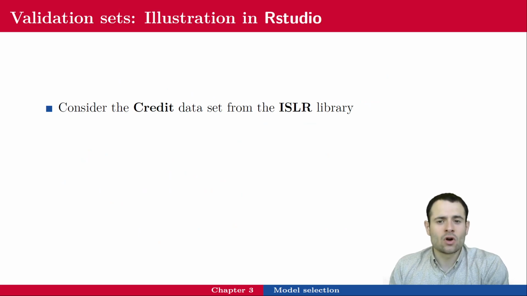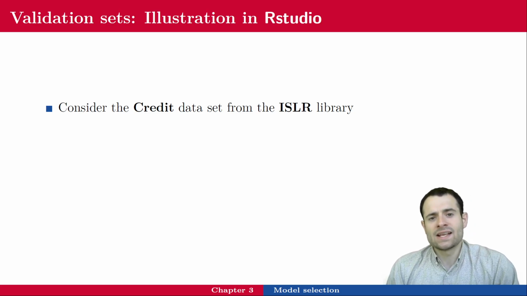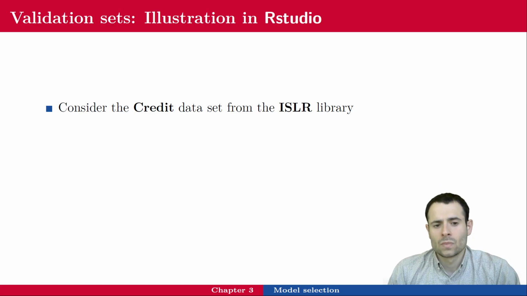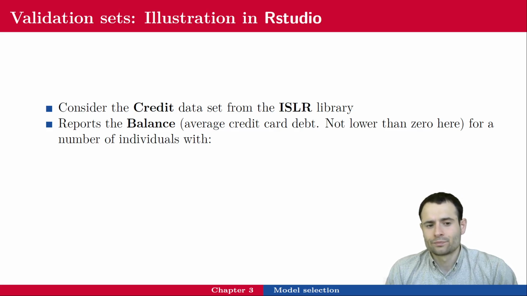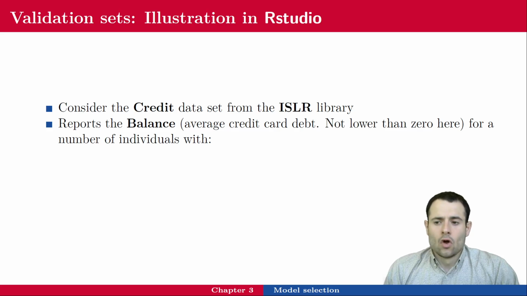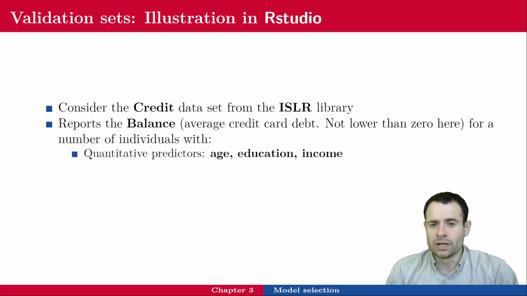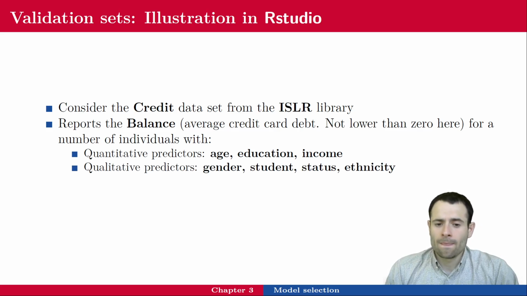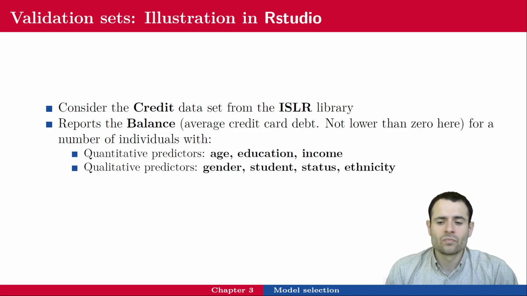Let's look at an illustration in RStudio. There's a data set called credit that comes from the ISLR library. Among other variables, it reports the balance, which is the average credit card debt. It is not lower than 0 here. It's either 0 or positive. We observe other variables, such as quantitative predictors, like age, education, income, and qualitative predictors as well: gender, is the person a student, status, marital status, single, married, widowed, divorced, and ethnicity.